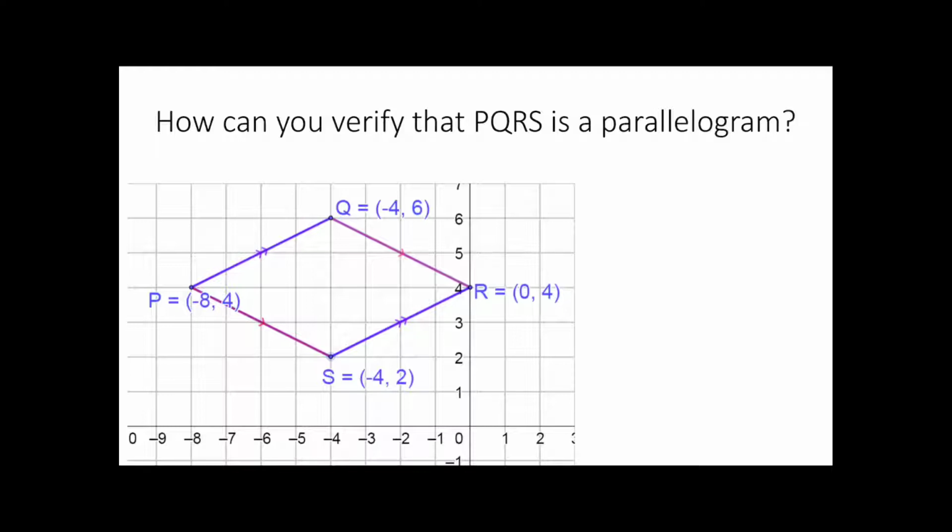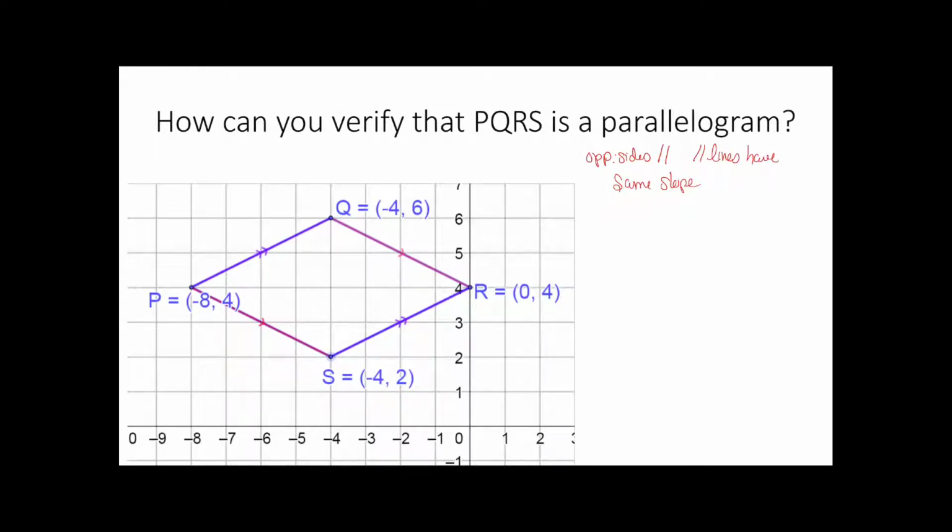The next question asks, how can you verify that PQRS is a parallelogram, aside from my obvious parallel marks that I forgot to take out? So we know that opposite sides are parallel based on the definition of a parallelogram. And we know that parallel lines have the same slope.